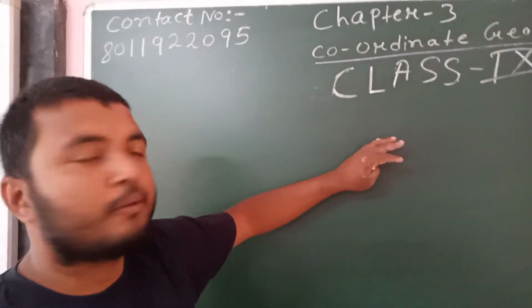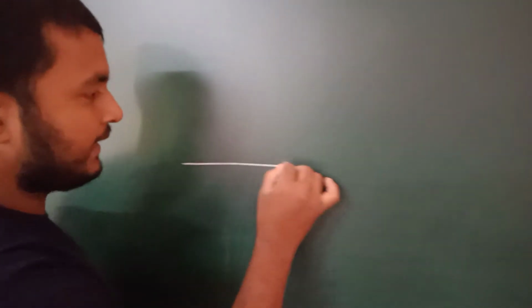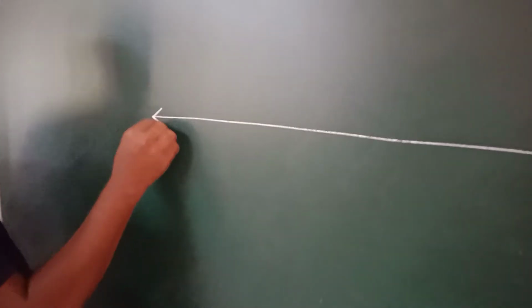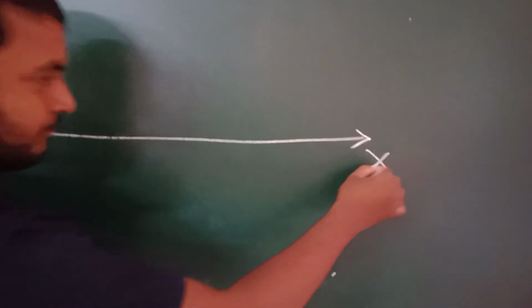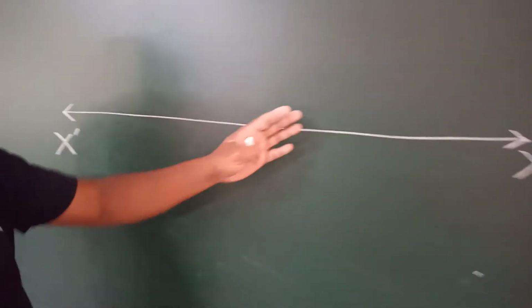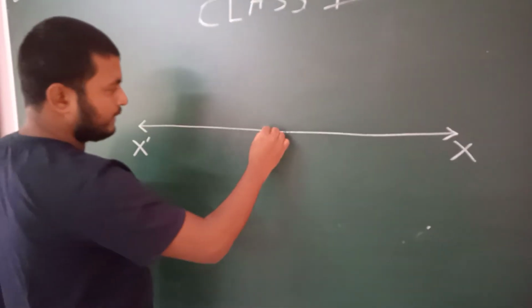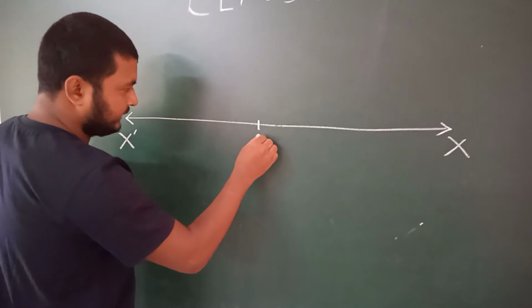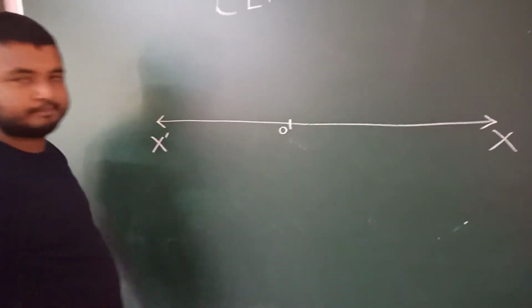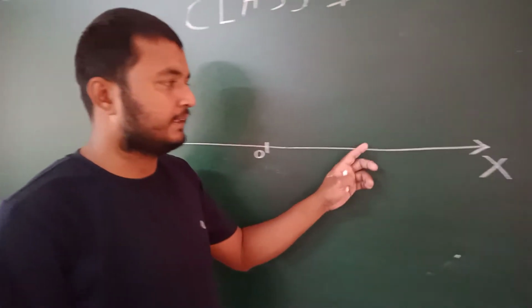Now how to describe coordinate geometry? To describe coordinate geometry, we draw a straight line and we name that line as x dash. This is a horizontal line that we have drawn, named as x dash, and we will take one point here, 0. This 0 is the reference point. From this reference point we will measure the distances.